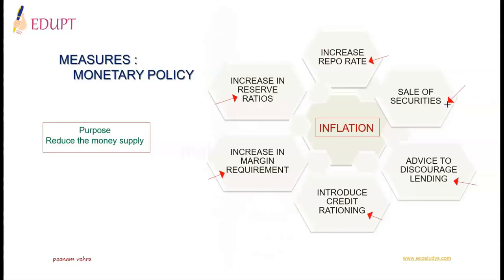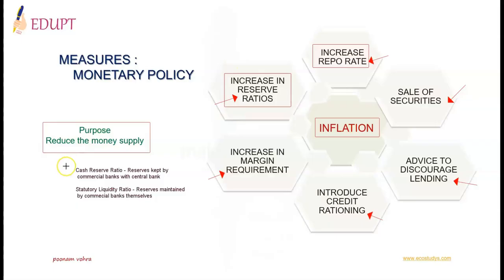To control inflation, money supply can be reduced when government raises the cost of borrowing from the central bank, which is done through an increase in the repo rate. With increased repo rate, commercial banks are forced to increase their lending rates, which discourages borrowers from taking loans. It reduces the availability of credit and demand gets reduced.